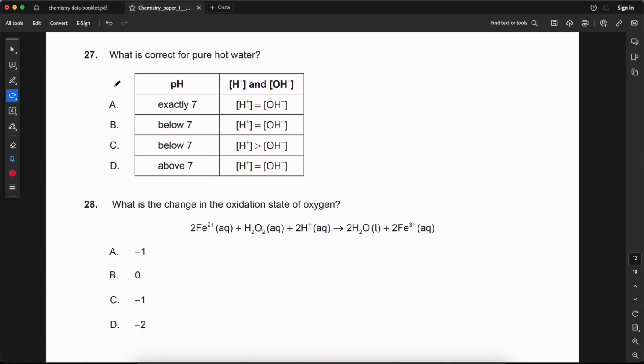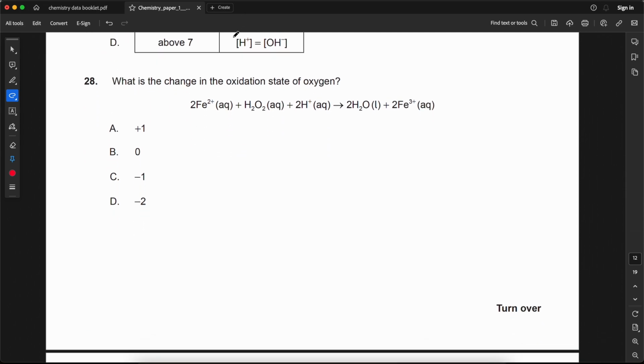What is correct for pure hot water? As the temperature increases, more water will dissociate. The Kw increases, so pH will slightly decrease, so below 7. Okay, but water still remains neutral, it is not becoming slightly acidic. So the concentration of H+ is still equal to OH-.